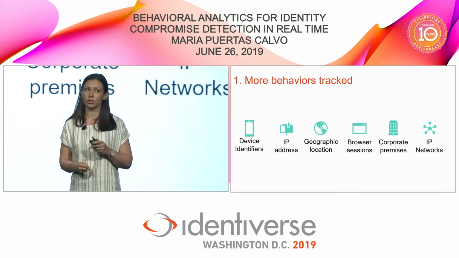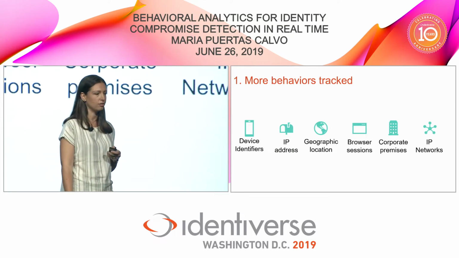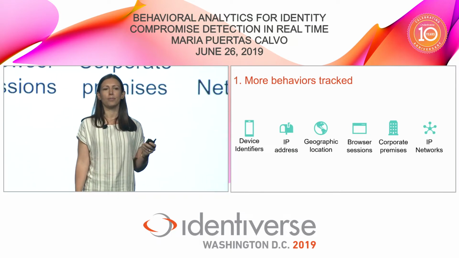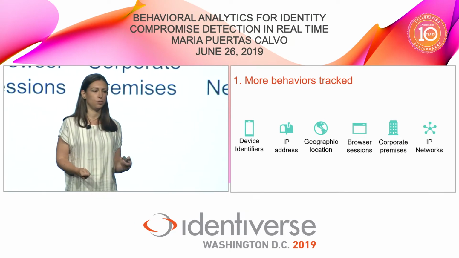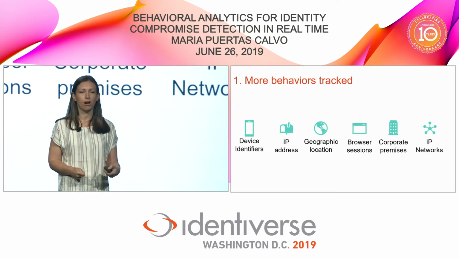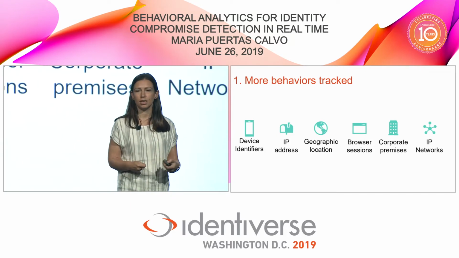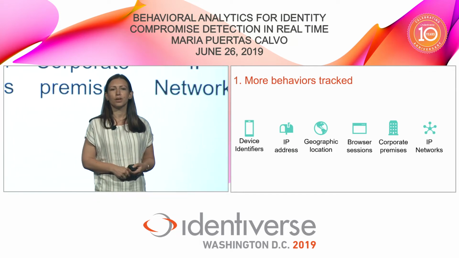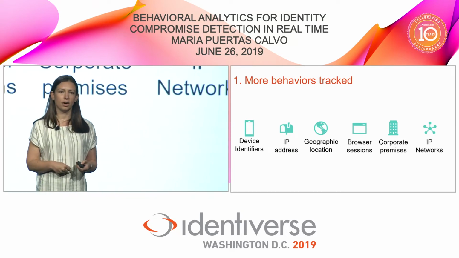IP address, that one is present in every single authentication because you cannot have communications on the internet without an IP address, right? Geographic location can come either from metadata about where the IP address is located, or if a device has GPS information that the user has consented to give us, we can also use that to figure out where the user is located geographically. Browser sessions, session cookies, they're super useful because they tell us if it's the same device, again, similar to device identifier.